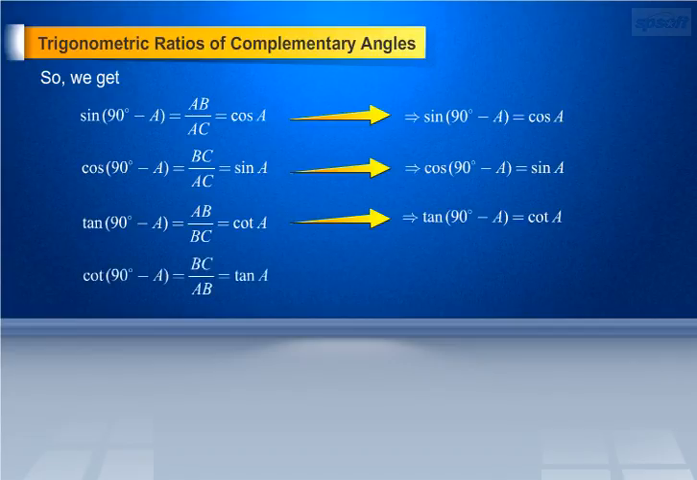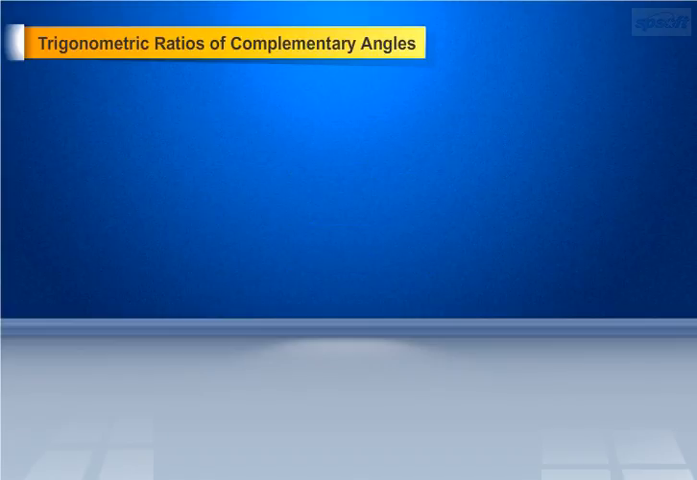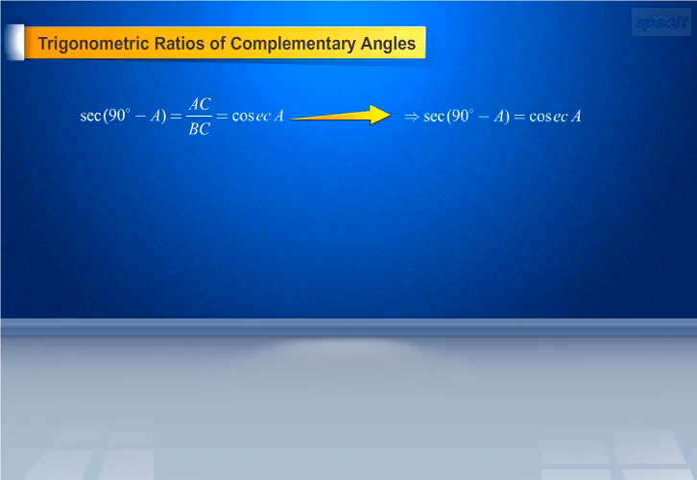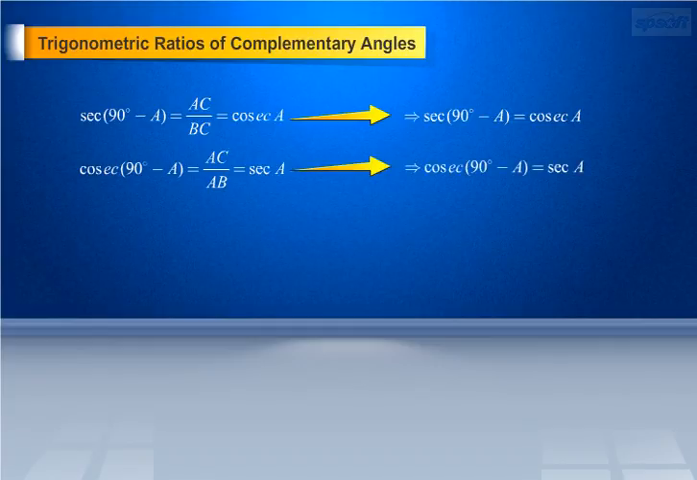Cot (90 degrees minus A) equals BC by AB equals tan A. This implies that cot (90 degrees minus A) equals tan A. Secant (90 degrees minus A) equals AC by BC equals cosecant A. This implies that secant (90 degrees minus A) equals cosecant A. Cosecant (90 degrees minus A) equals AC by AB equals secant A. This implies that cosecant (90 degrees minus A) equals secant A. The above values hold true for all values of A lying between 0 degrees and 90 degrees.